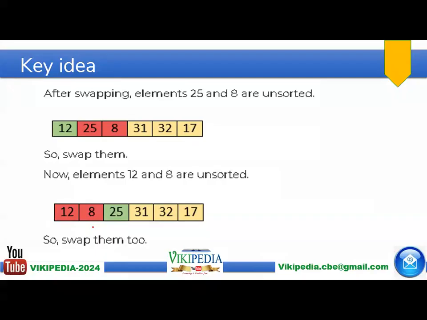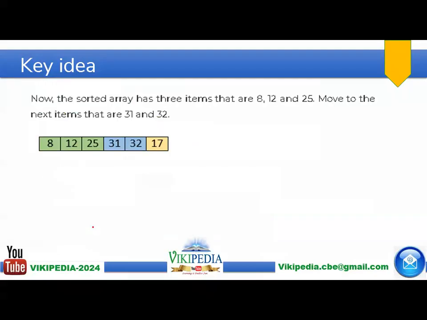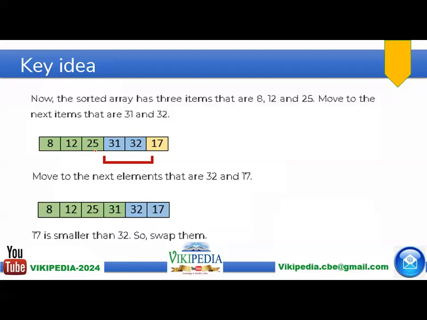Again, compare it with 12 and 8. 8 is again the smaller one, so move it towards the left. Now you have three elements in sorted order: 8, 12 and 25. Now take the next two elements, 31 and 32, and check. 31 and 32 are already in sorted order, so we move on to the next element.